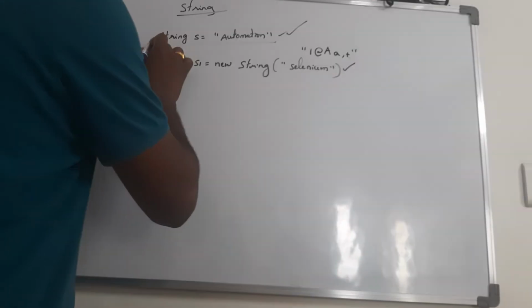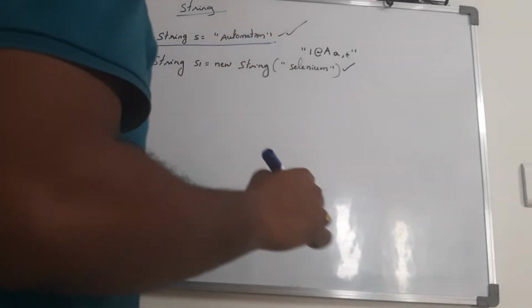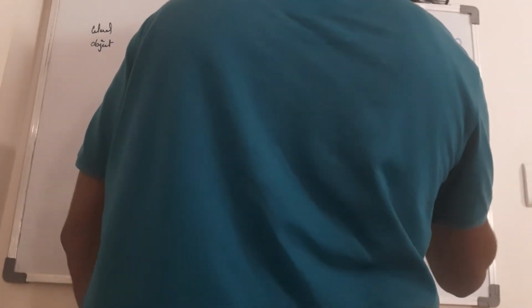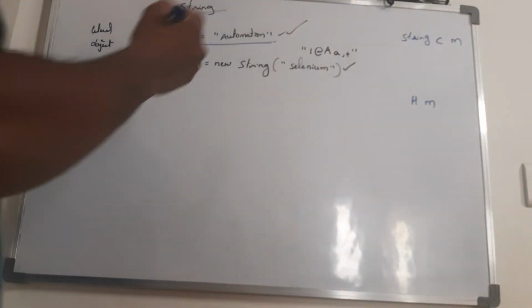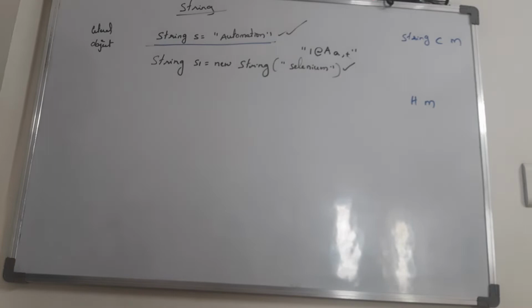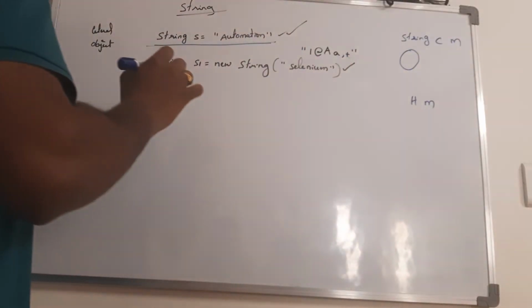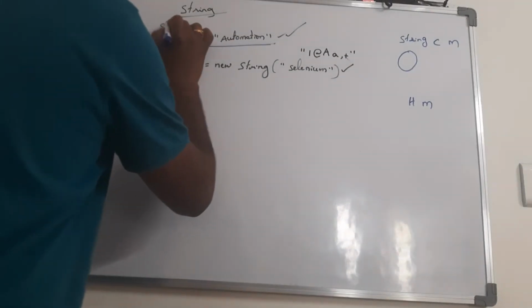where will it store? There are two memories in Java. One is the string constant memory, the other is heap memory. In which memory will it create the object for a string literal, string constant or heap memory? String constant.